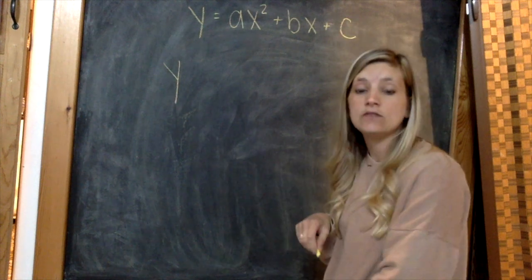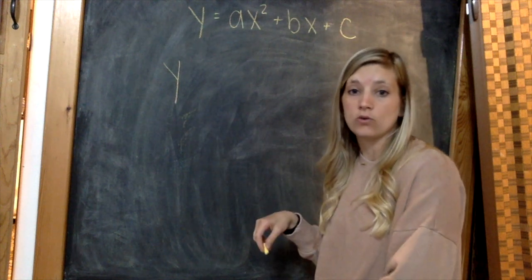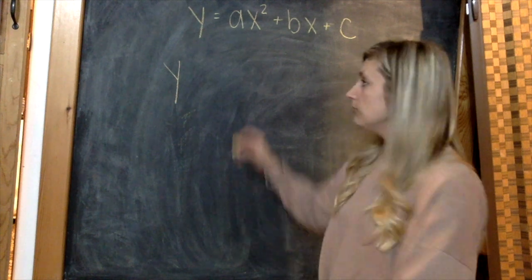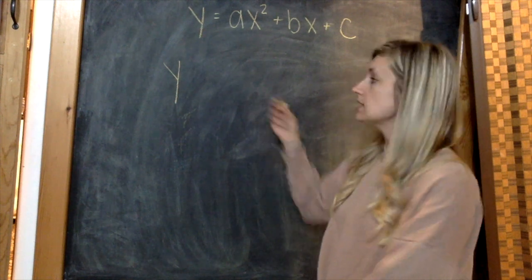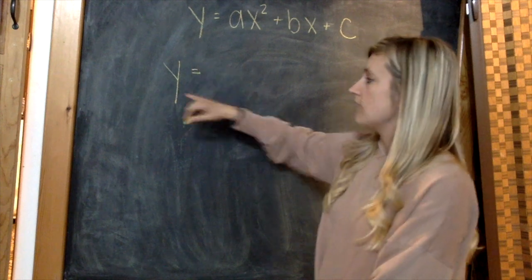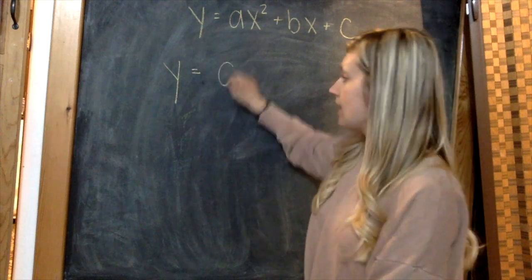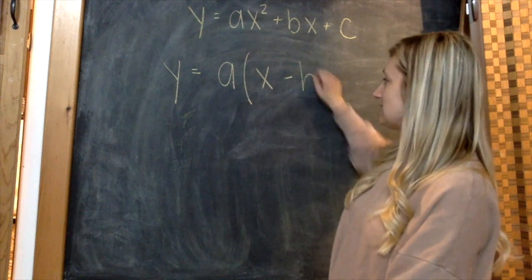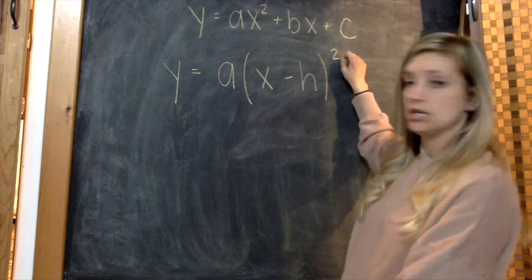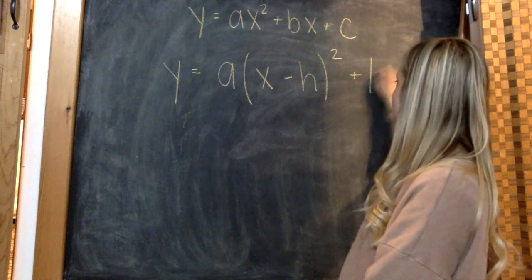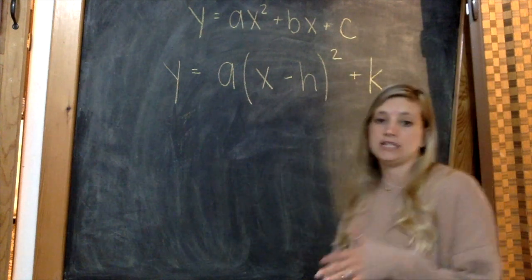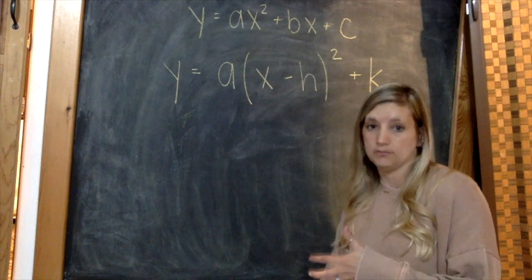Again, if you are keeping notes in your organizer that we had, you can jot this down and this will definitely help you. If not, stop and take notes over this. That will help you as well. So we have y equals a times x minus h squared plus k. Right now, I promise you it looks kind of crazy, but it's actually super simple.